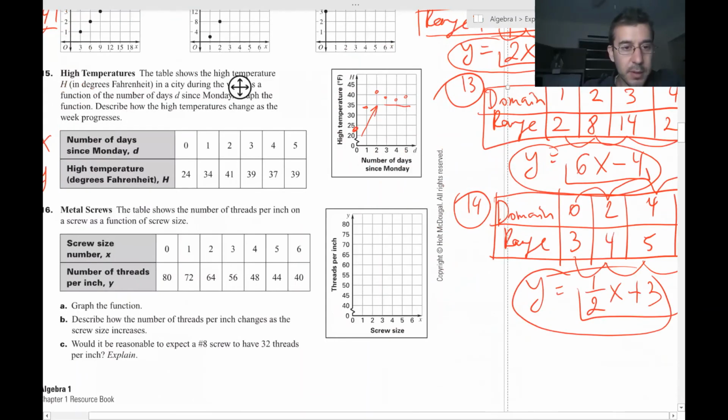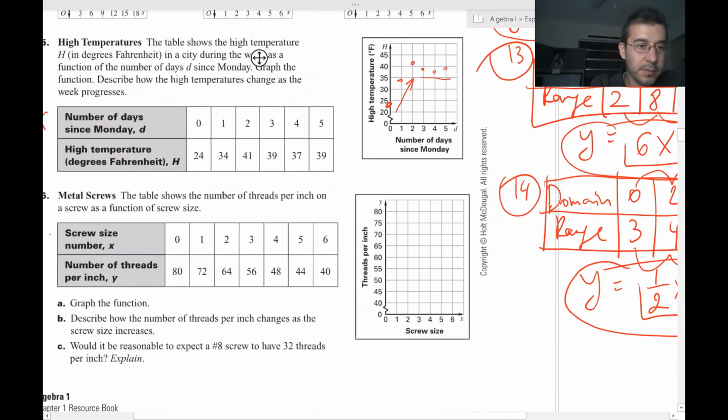And this is the table given to us. We have the X and Y values. X is the screw size number, and Y is the number of threads per inch. Under A, we have to graph the function. Okay. So 0 and 80, 0 and 80 is right there.